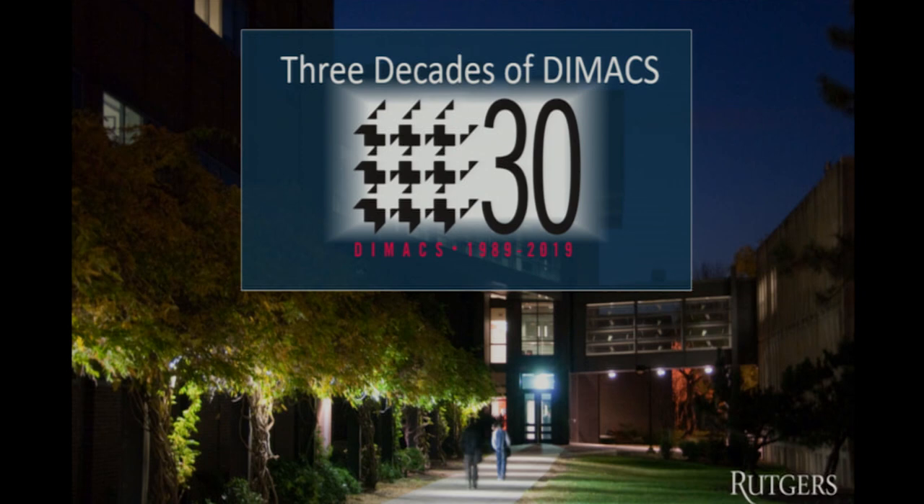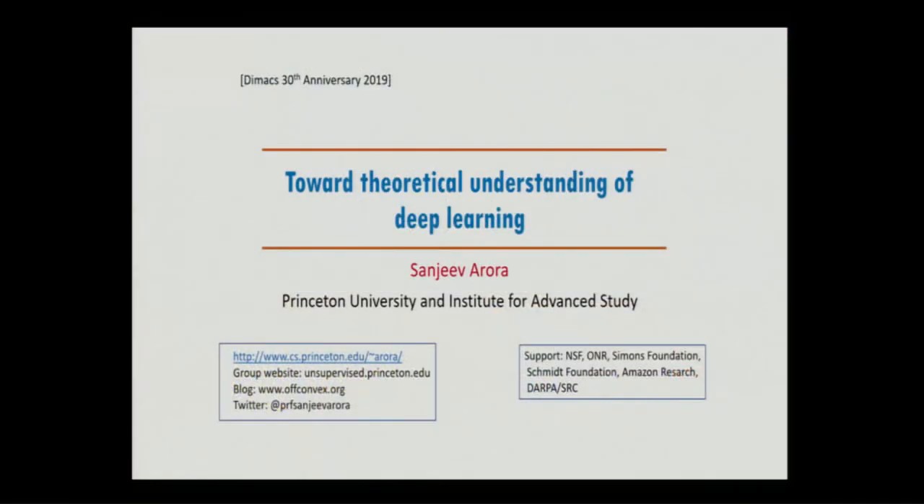Okay. So the next speaker is Sanjeev Arora. Sanjeev Arora is a professor at the Department of Computer Science at Princeton University. He's also affiliated with the Institute for Advanced Study. I don't want to go over the long list of awards and prizes that Sanjeev has received. I just mention that he is a member of the National Academy of Sciences and the American Academy of Arts and Sciences. He was awarded the Gödel Prize twice, and he also got the Fulkerson Prize only once. And he's going to talk about theoretical understanding of deep learning.